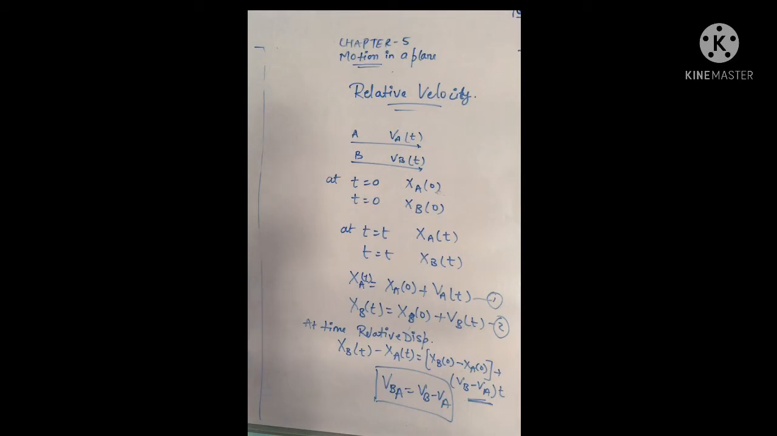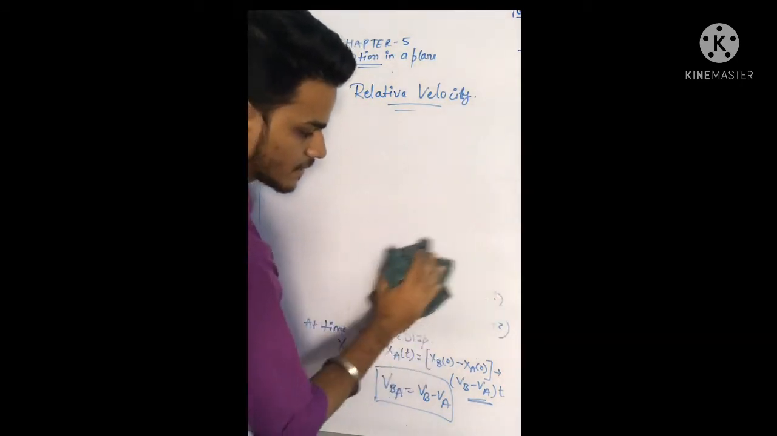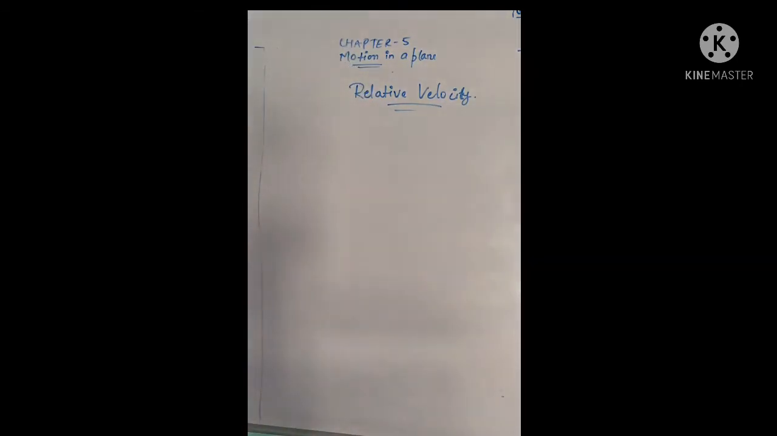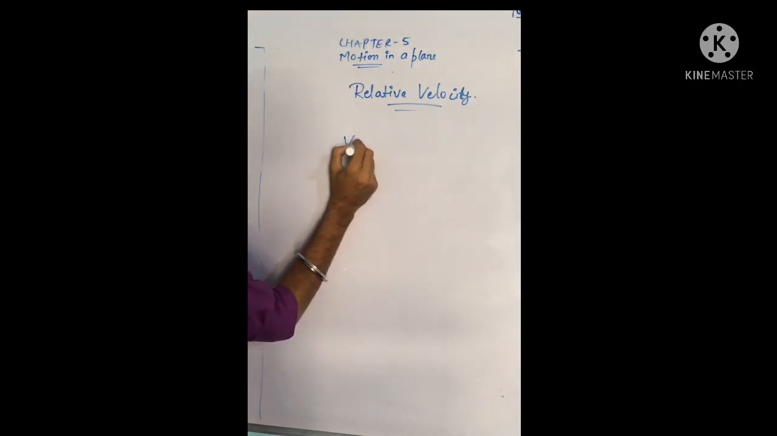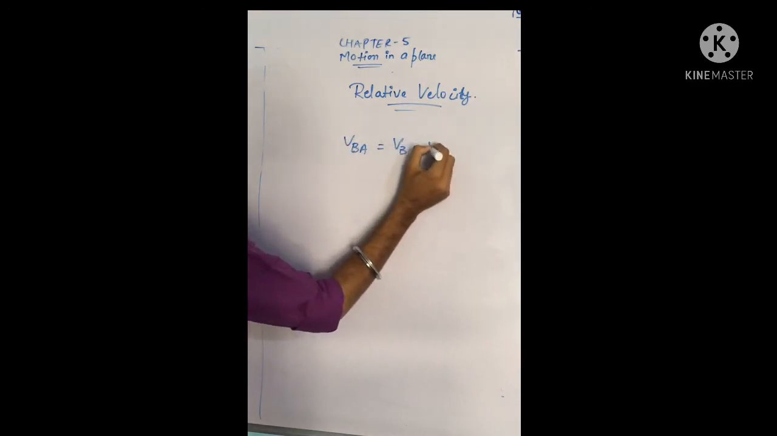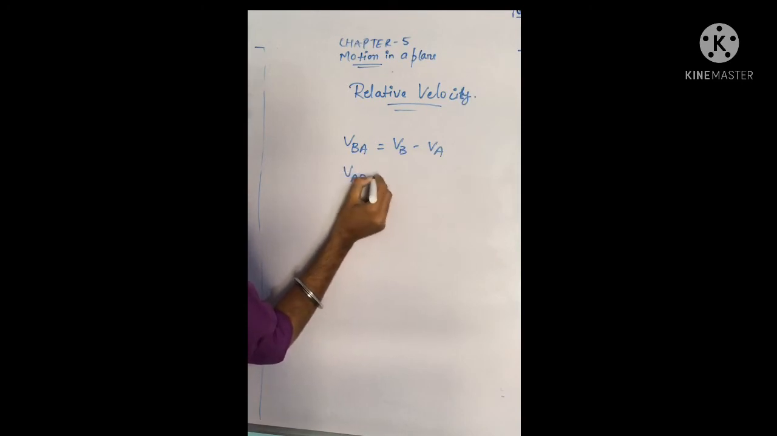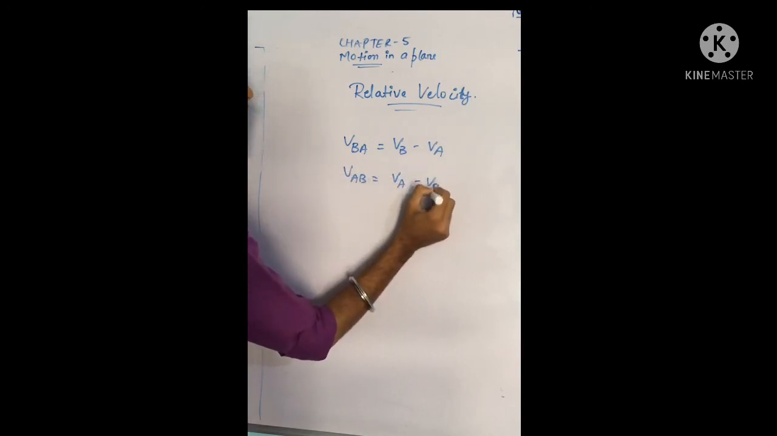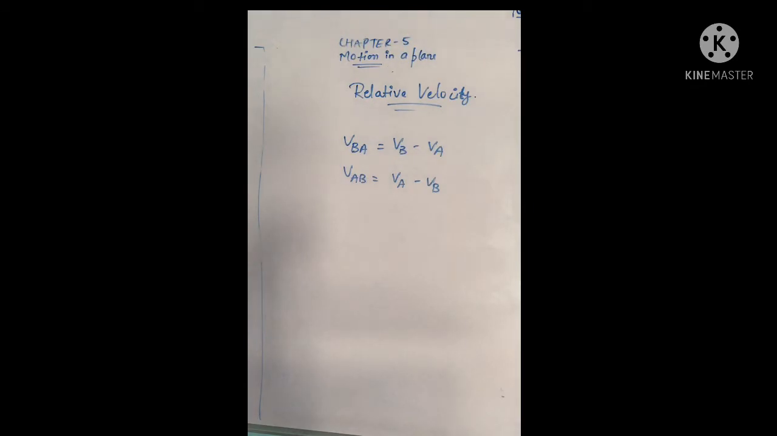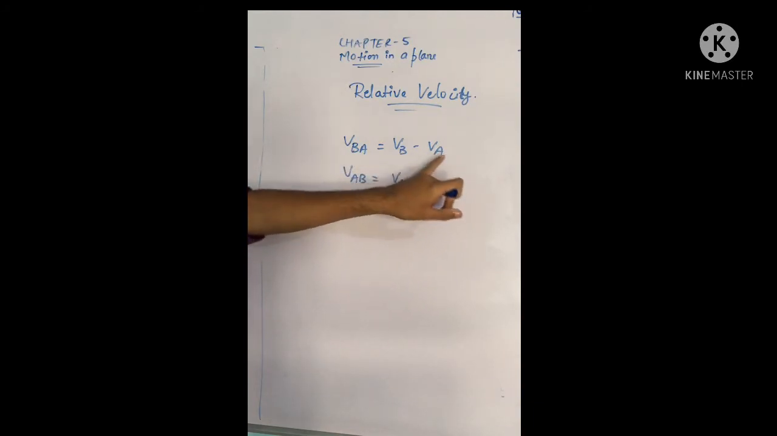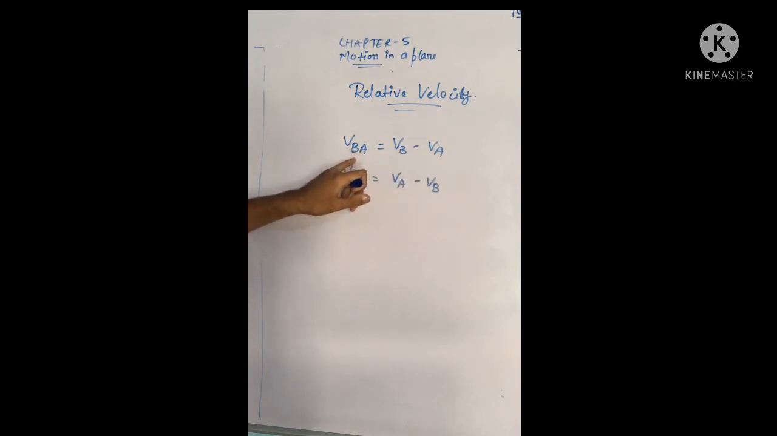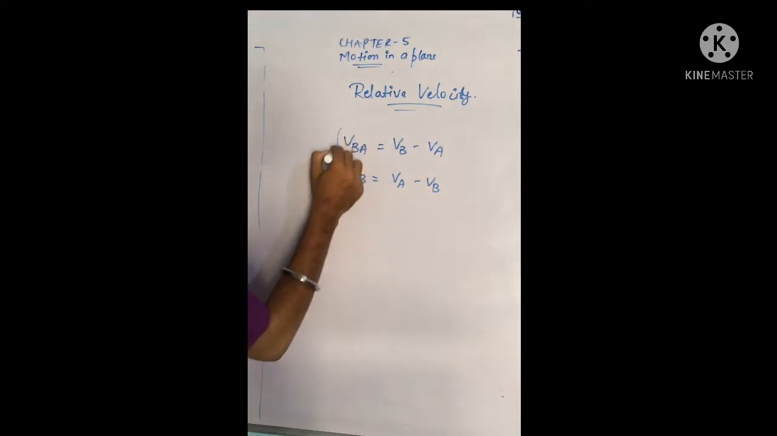Okay. Now if the same thing is written this way, vab, then what will it mean? If vba is equal to vb minus va, then what will vab represent? It is va minus vb. So if we subtract the velocity of b from a, we will get the relative velocity of a with respect to b. Or if we subtract the velocity of a from the velocity of b, then we will get the relative velocity of b with respect to a. These are the two conditions and these are the relative velocities.